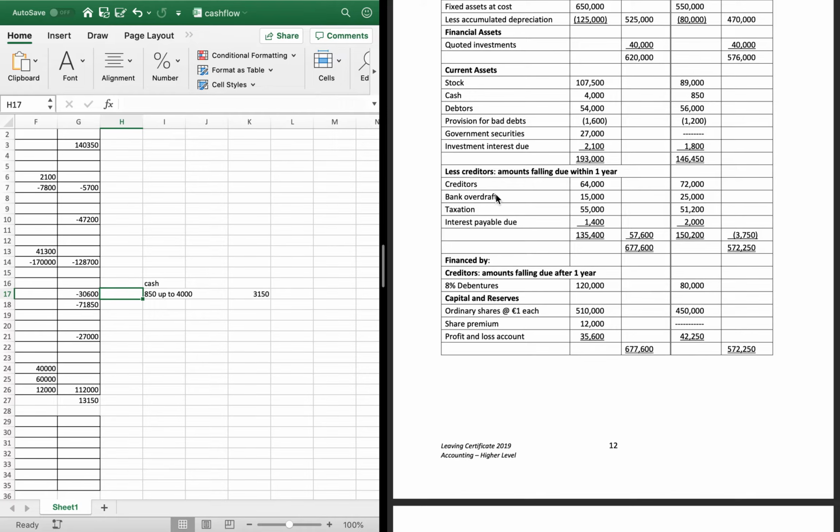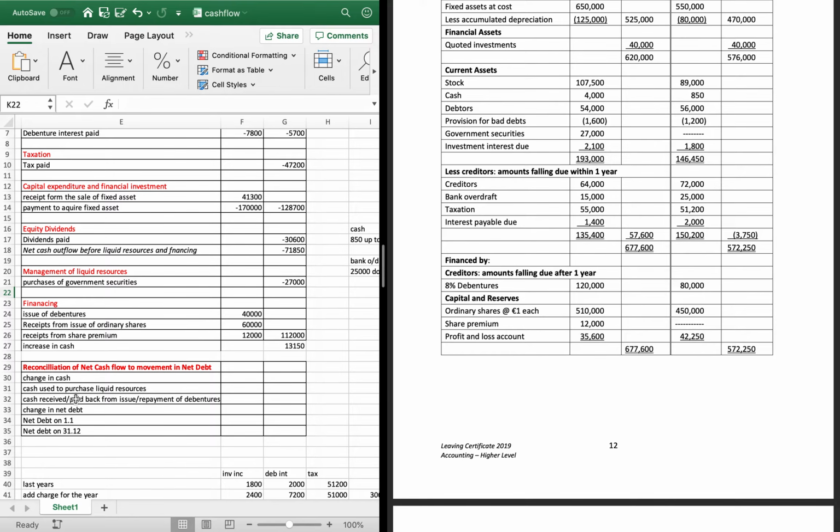Well, the only other thing that's cash is bank overdraft. So bank could be bank or bank overdraft. So just compare them. Your bank position in reality has gone from minus 25,000 to minus 15,000. In effect, your amount in the bank has gone up by 10,000. It's gone from minus 25 to minus 15. So add those together, you get 13,150, and that's your cash position, which equals the same there.